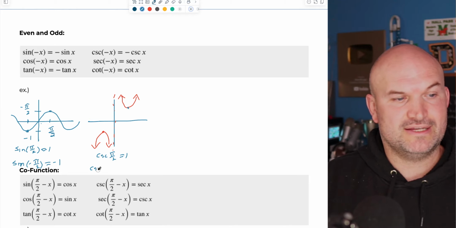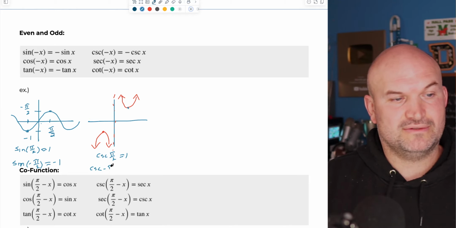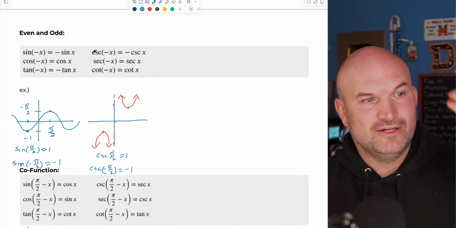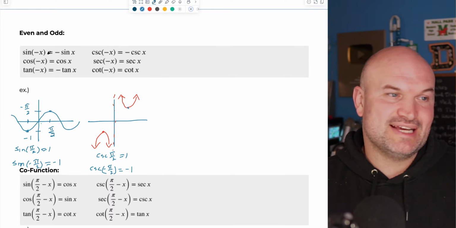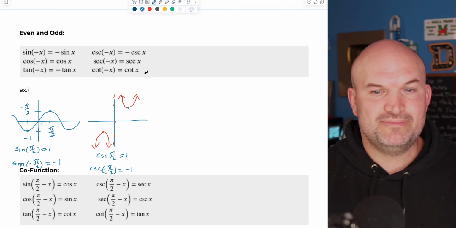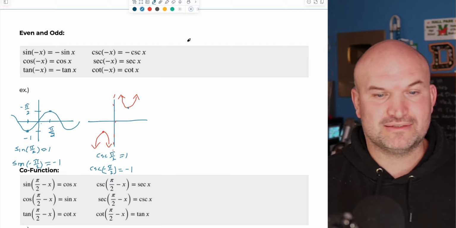And the cosecant of negative pi halves is going to be equal to negative 1. So we're dealing with the sine, the cosecant. Whenever we're taking the negative of that angle, the value is going to be the exact same, it's just going to be the negative version of that.